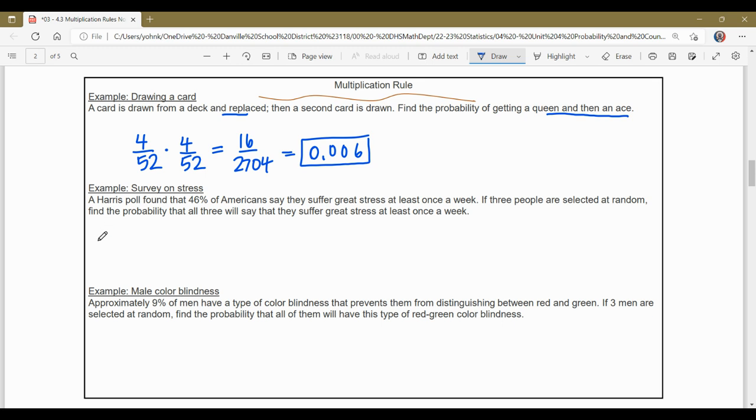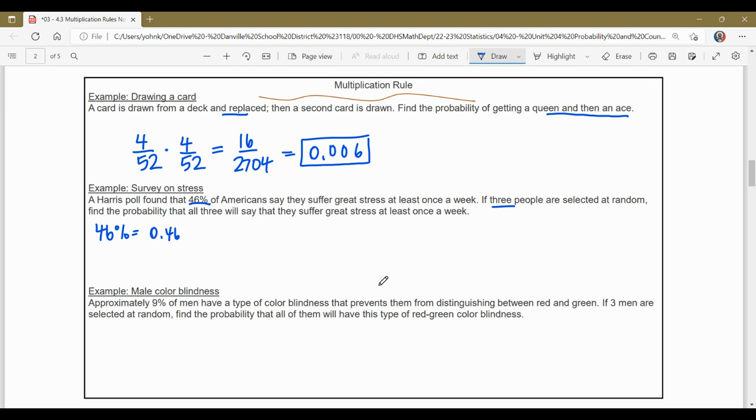All right, survey on stress. A Harris poll found that 46% of Americans say they suffer great stress at least once a week. If 3 people are selected at random, find the probability that all 3 will say that they suffer great stress at least once a week. So 46%, we need to change that to a decimal, move the decimal 2 spots to the left, so that's 0.46.